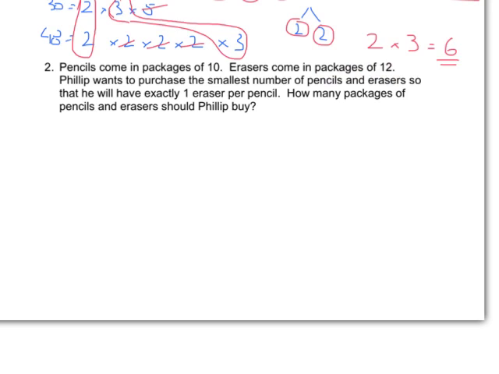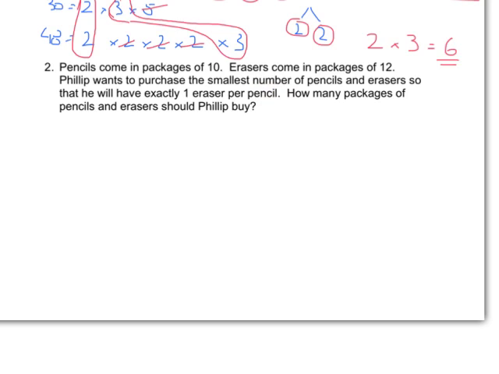So Philip wants to purchase the smallest number of pencils and erasers that will have exactly 1 eraser per pencil. Okay, so let me just explain this if you're not clear here. And I'm going to do a visual diagram to help make it a little bit clearer.